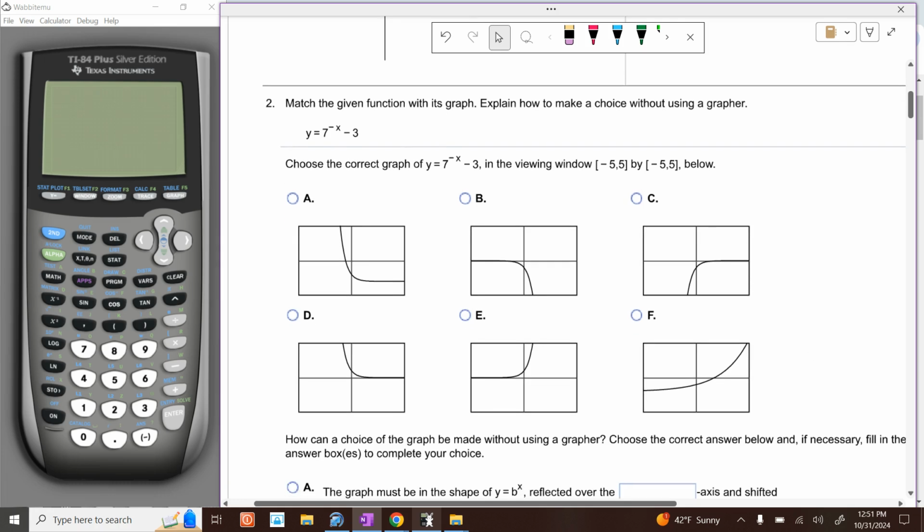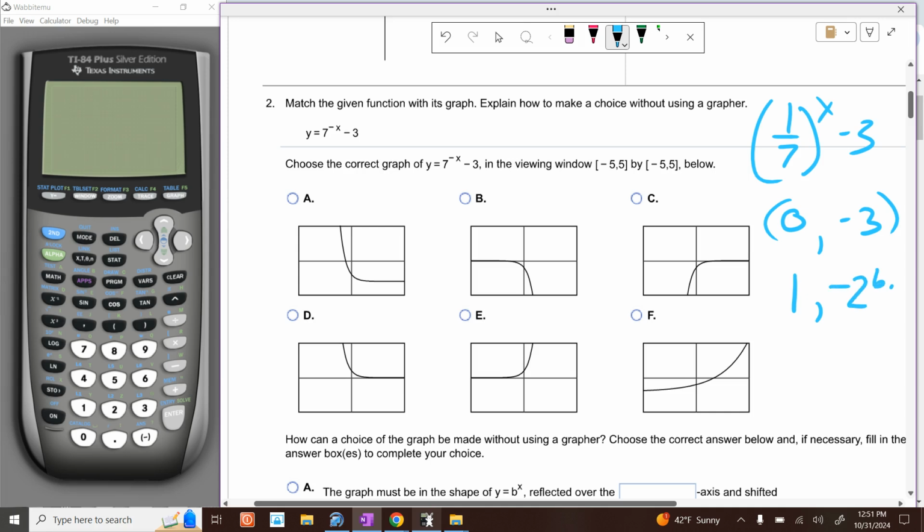7 to the negative x power is 1 over 7 to the x power, minus 3. Okay? So if you put in a 0, you're at negative 3. If you put in a 1, you're at negative 2 and 6/7. If you keep going higher, then you keep getting closer to 3. Okay? So you're going to be really close to 3 or negative 3. So I would guess it's A.